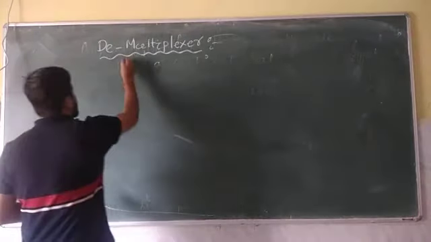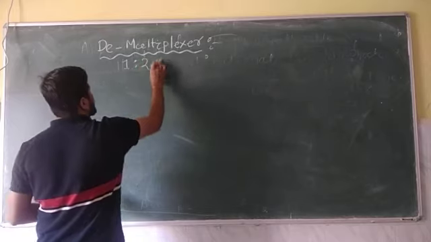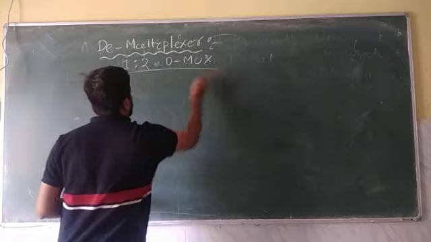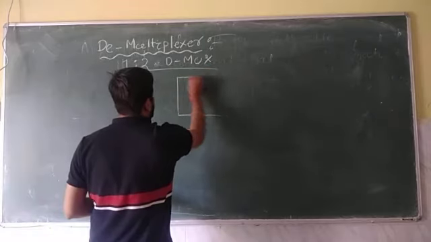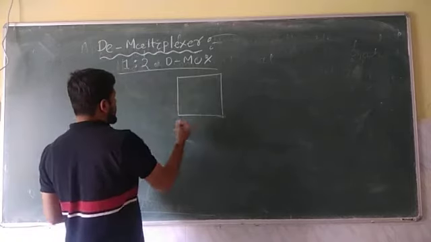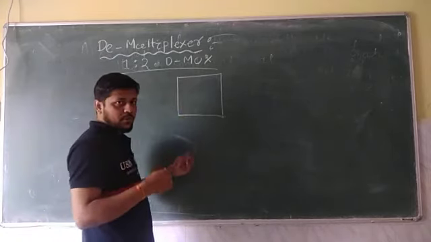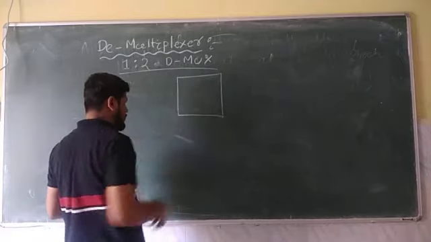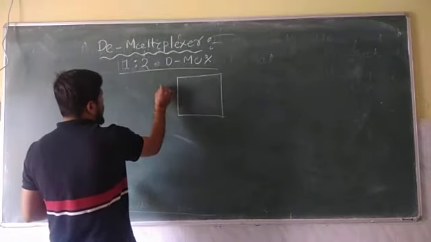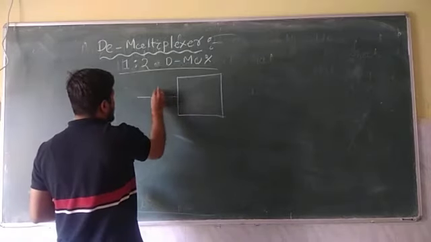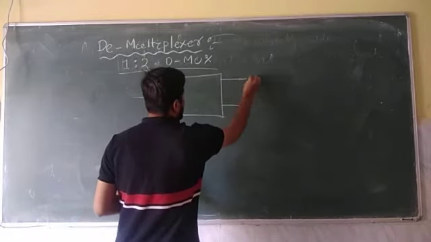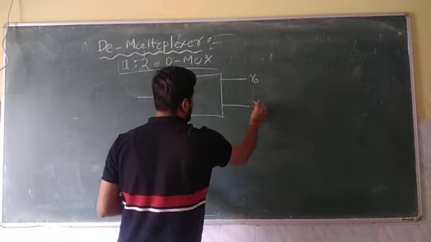Now I am going to design a 1:2 DMUX. As I have already explained, a 1:2 DMUX means we have a box. This box is a combinational circuit; we will see what type of logic gates we are going to use inside this box to make it a DMUX. We have only one input, that is the information I, and we have 2 output lines, Y0 and Y1.